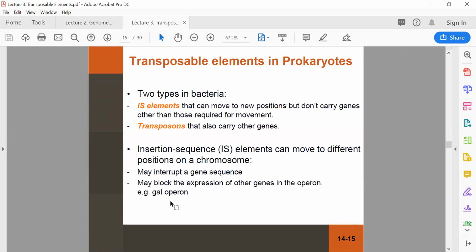So, for example, these IS elements were first identified when they were found to be disrupting an operon in E. coli called the gal operon. This is basically a cluster of 3 genes sitting in tandem, and they're required for the metabolism of the sugar called galactose. And several E. coli mutants were found that couldn't actually use galactose as a carbohydrate source because of this reason.